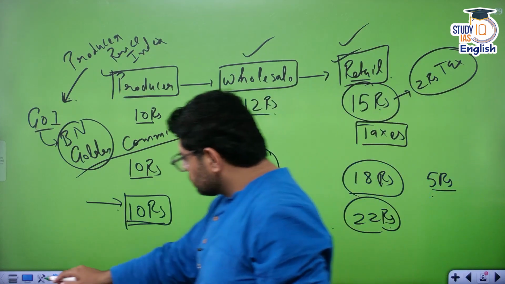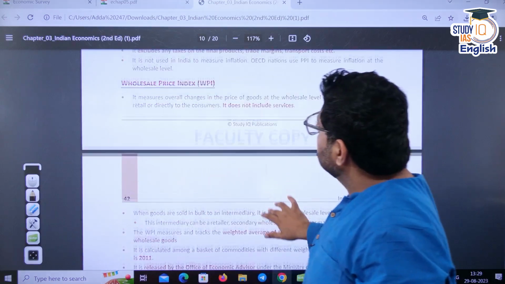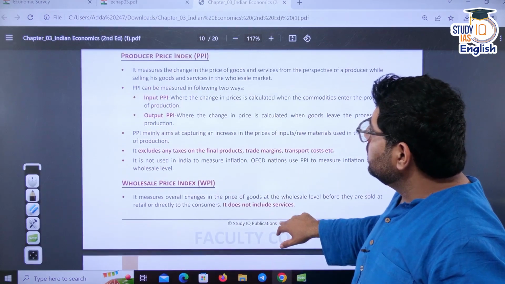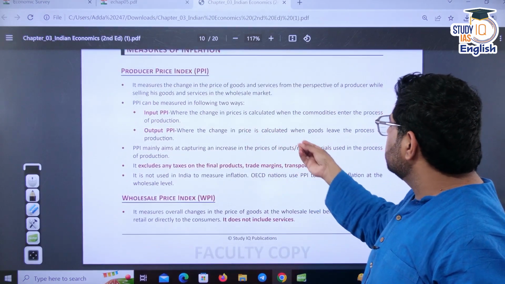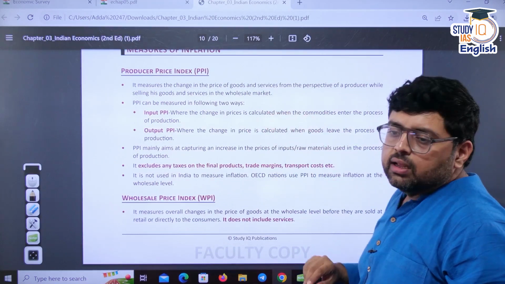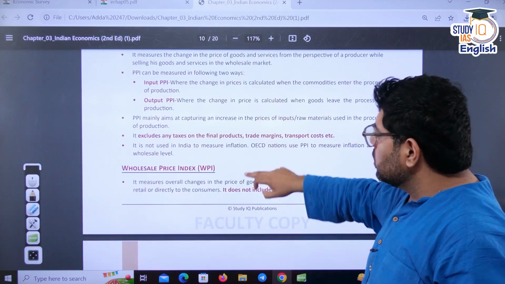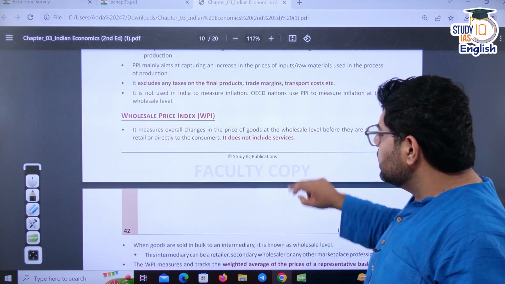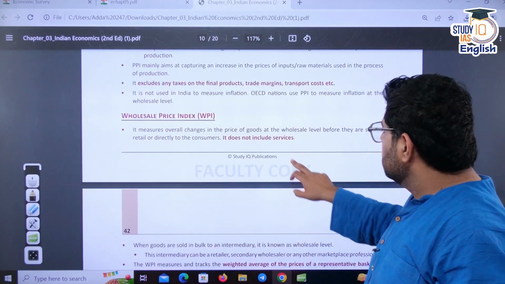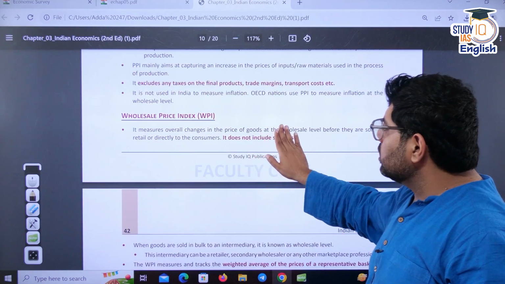So now if you see the wholesale price index, when it comes to wholesale price index, it means measuring inflation at wholesale prices. Okay, similarly, sorry, PPI, sorry, in wholesale we are measuring inflation at wholesale prices, and the wholesale price index does not include services.